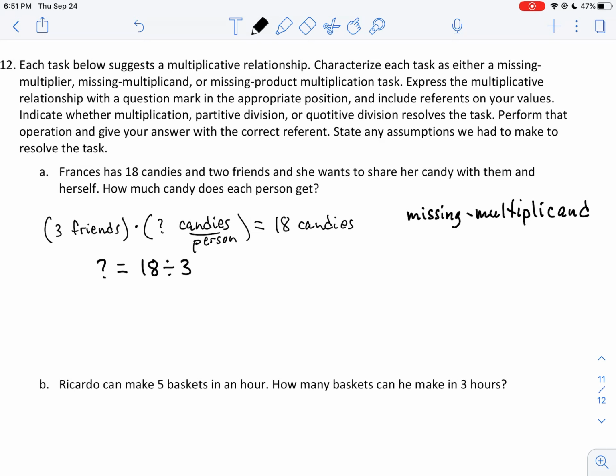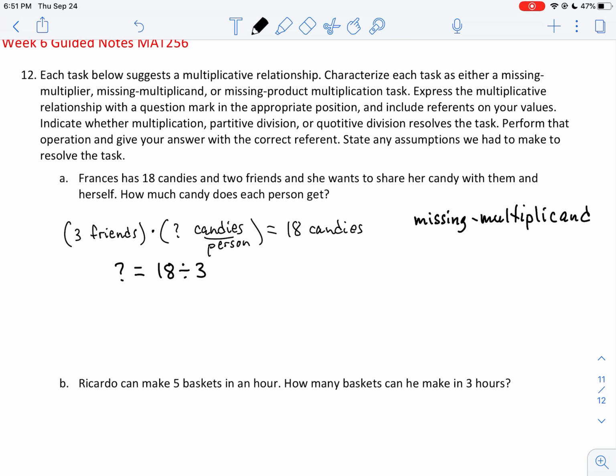Well, partitive is when you know the multiplier but don't know the multiplicand. So this is an example of doing partitive division or sharing division, right? Sharing is called sharing, I think, for the obvious connection that you have 18 candies and 3 people and you're trying to share them equally between the people. So partitive sharing division is what's going to solve the task. And then 18 divided by 3 will wind up being 6. So we're going to get 6 candies per person.